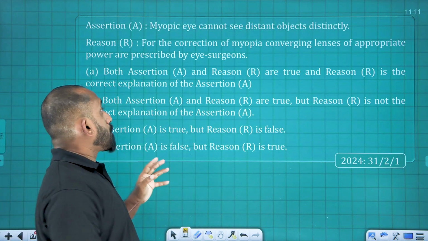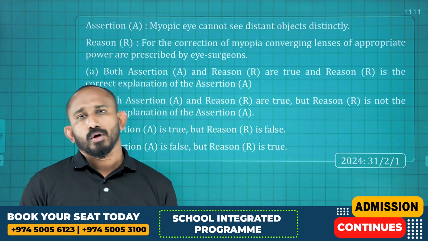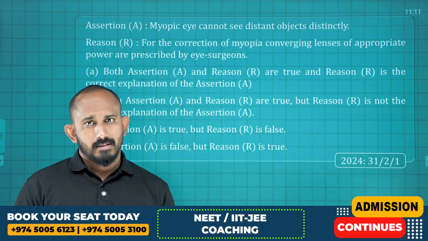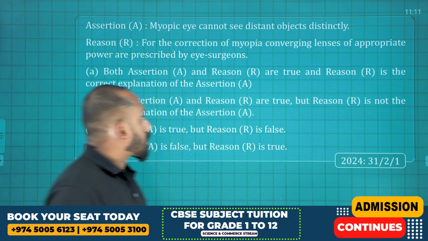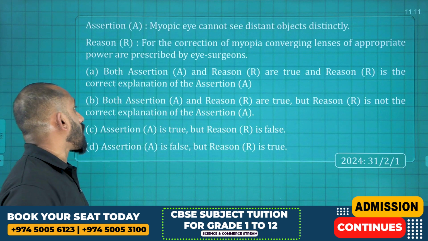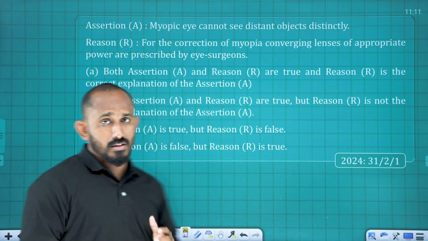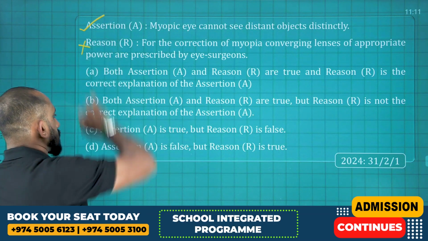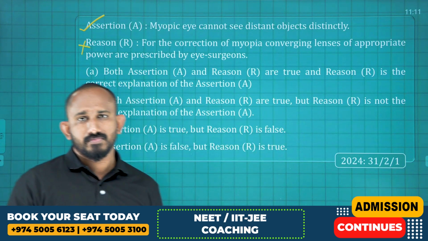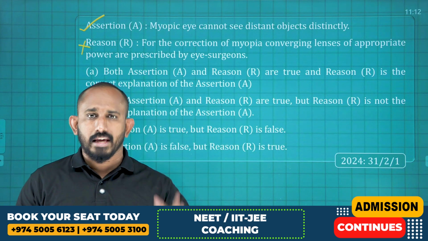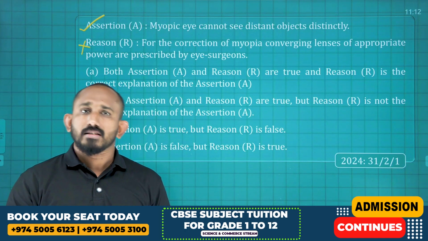Assertion again: a myopic eye cannot see distant objects distinctly. Yes, of course, there's a difficulty for a myopic person. Distant vision is not clear. Reason: for the correction of myopia, converging lenses of appropriate power are prescribed by eye surgeons. As we just discussed, it is not converging, it is diverging. So here also the reason is wrong, the assertion is correct. Option C is the correct answer: the assertion is true, but the reason is false. For myopia we use a diverging concave lens, and for hypermetropia we use a converging lens. Let's see the next question.